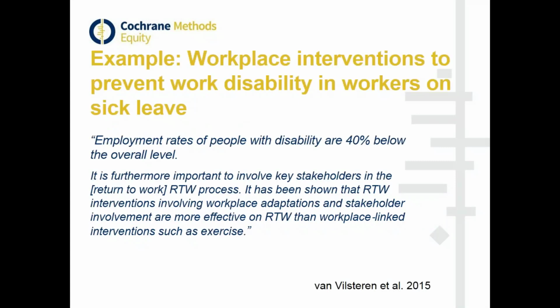So for example, there's a review on workplace interventions to prevent work disability. So employment rates for people with disabilities are 40% below the overall level. And returning to work is considered a really important outcome. So this review found that it's important to involve key stakeholders in the return to work process, and it's been shown that return to work interventions that involved workplace adaptations and stakeholder involvement were more important than things like exercise, workplace linked exercise.